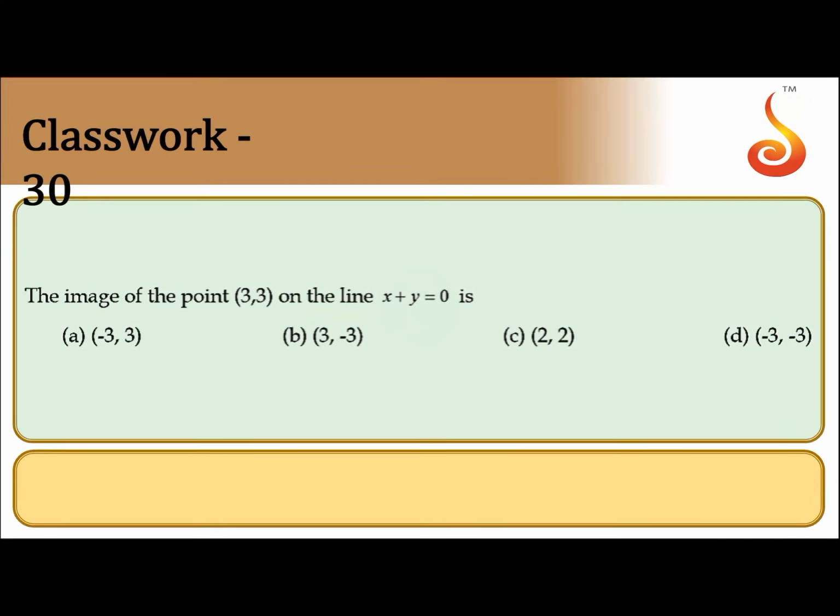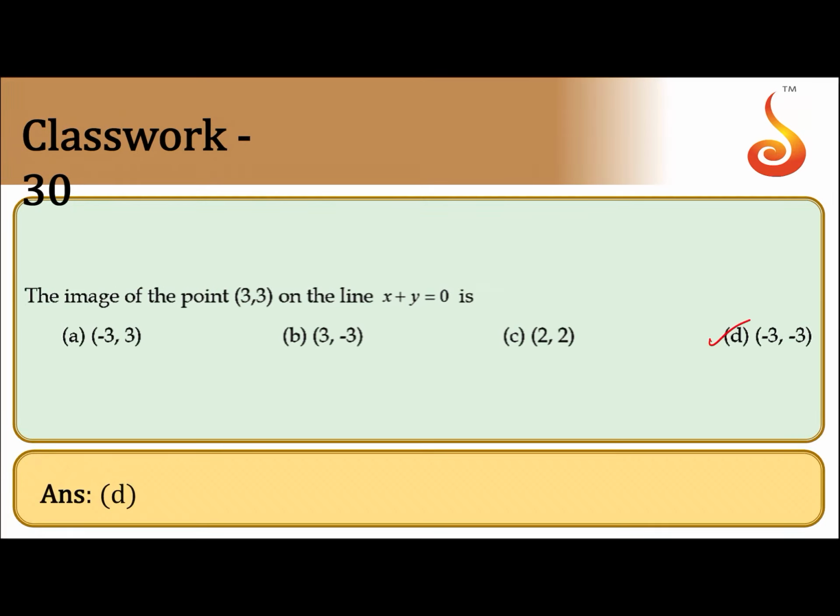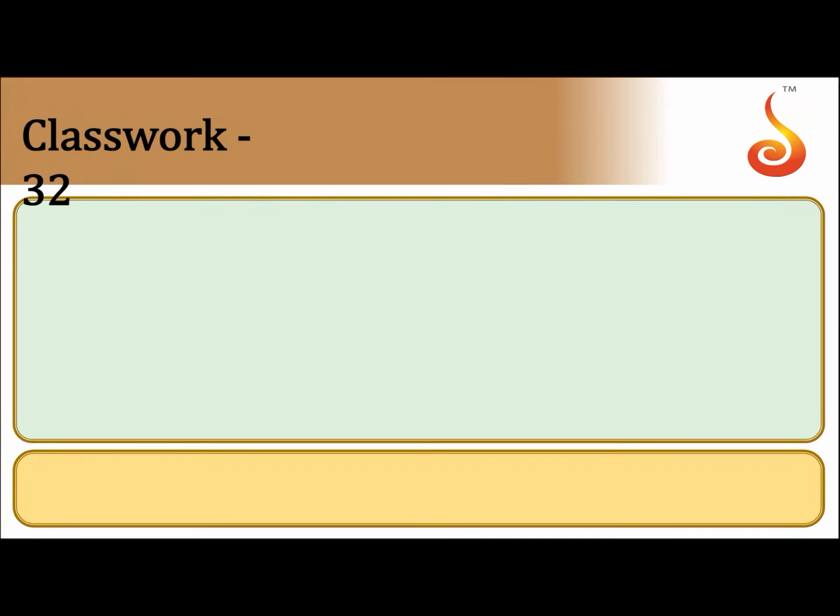Coming to the next one, the image of the point on the line. The image of the point on the line, I hope we'll be getting it. The line y is equal to minus x, the point (3, 3). So minus 3 would be the answer. So minus 3, the image of this point with respect to this line, y is equal to minus x. So the answer is minus 3 and minus 3, the option.